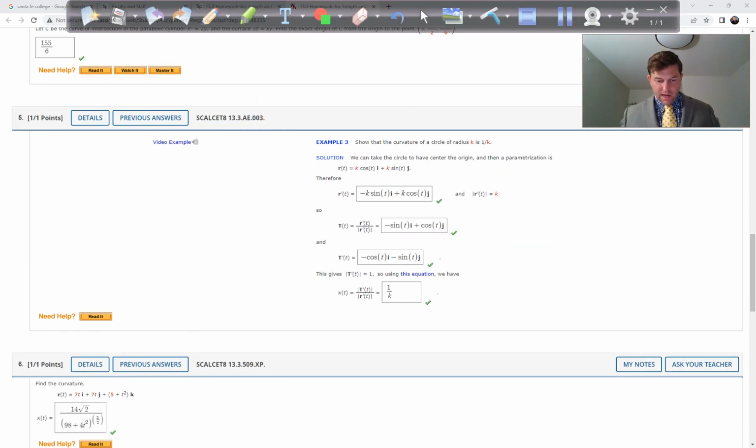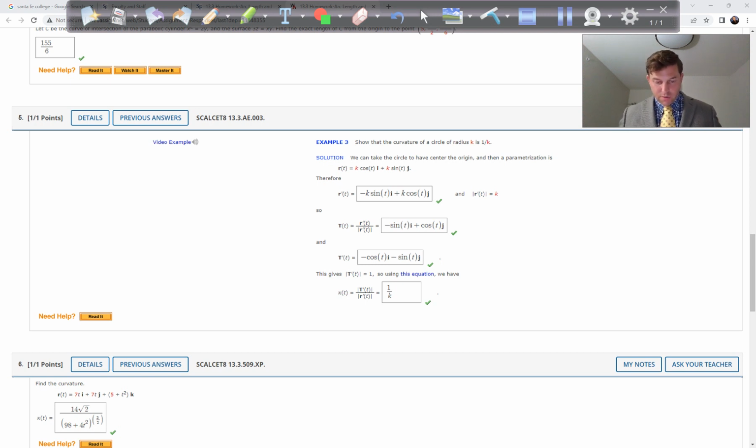Okay, problem 5 says, show that the curvature of a circle of radius k is 1 over k. So for a circle, we have the vector equation: k, which would be the radius, times cosine plus the radius times sine. And we know from previous examples, if we square those, we get k squared cosine squared plus k squared sine squared, and cosine squared plus sine squared is 1, so you get the radius squared is k squared.